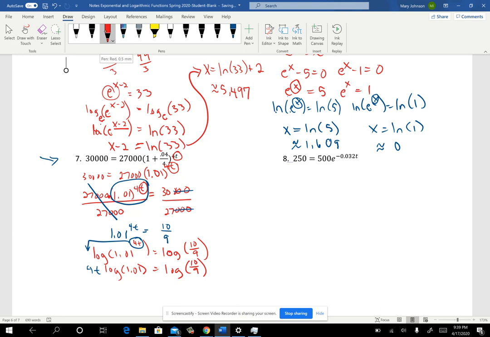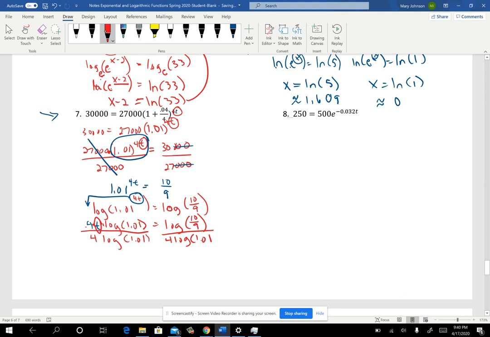All right, now at this point, I'm trying to refocus, trying to get t by itself. There's 2 things being multiplied by it, so let's divide by those on both sides. And so that leaves you t equals the log of 10/9, which is really 1.111111, keeps going, divided by 4 log 1.01. I could say log of 10 minus log of 9, but you don't need to do that. Okay. All right, now that's the exact answer. If they wanted an exact answer, that's it.